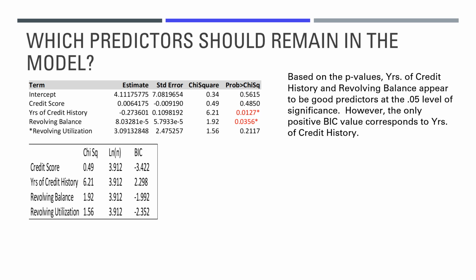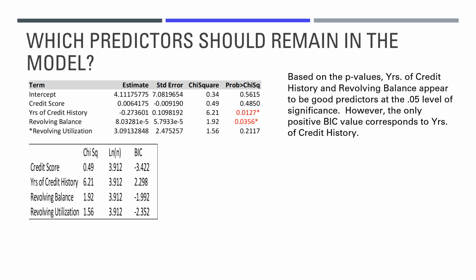Then which of the predictors are good? Again, this is a 2-stage process. We look at the p-values for each of the predictors. Credit score is not good. 0.485 is greater than 0.05. Years of credit history looks good. Revolving balance looks good, but not revolving utilization.